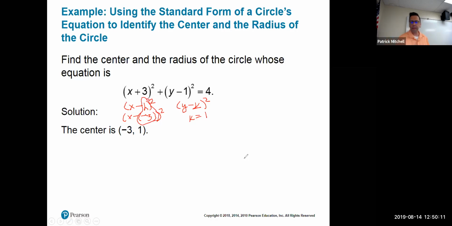And then the other thing you have to be careful about is the radius. Some people want to say the radius is 4, but remember, this number over here is not r, that is actually r squared. So since r squared is 4, that means r is 2. So that's why the radius is 2.